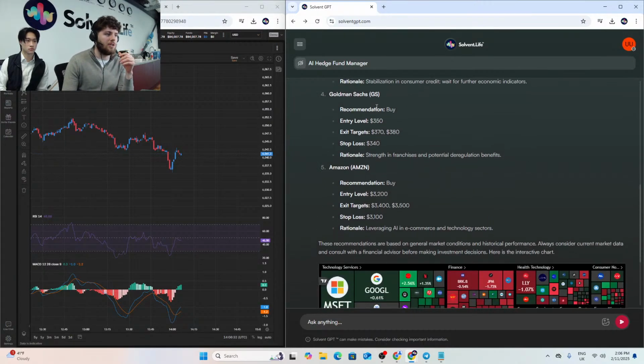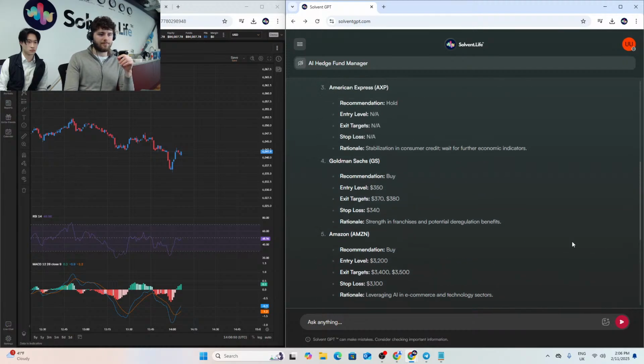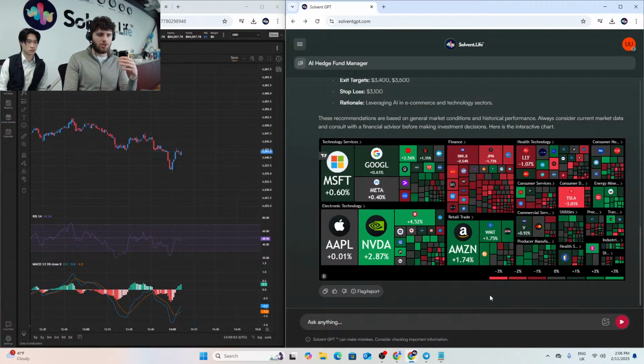Now, another recommendation that is quite sensible, we have Goldman Sachs recommended we enter around $350. Two exit targets, one at 370, one at 380, stop loss at 340. Rationale behind this, strength in franchises and potential deregulation benefits. Fantastic. So a couple Dow 30 trades that we could take today that have been performing quite strongly over the last sort of 7 days or so. We can go forward, we can place a trade, we can place an investment and potentially make quite a lot of return on investment.